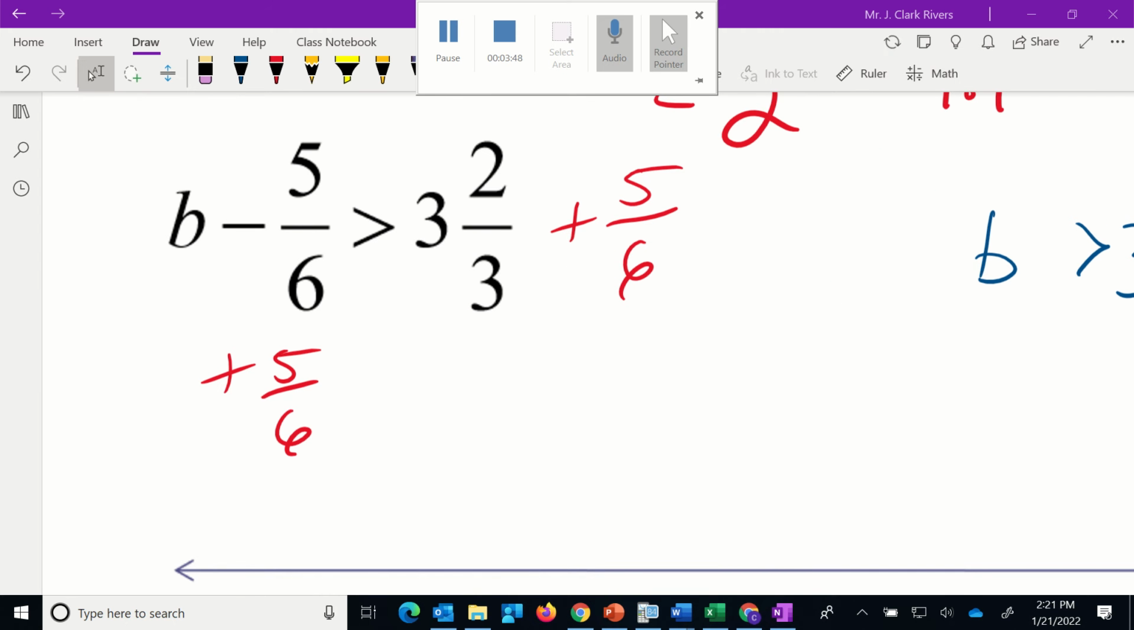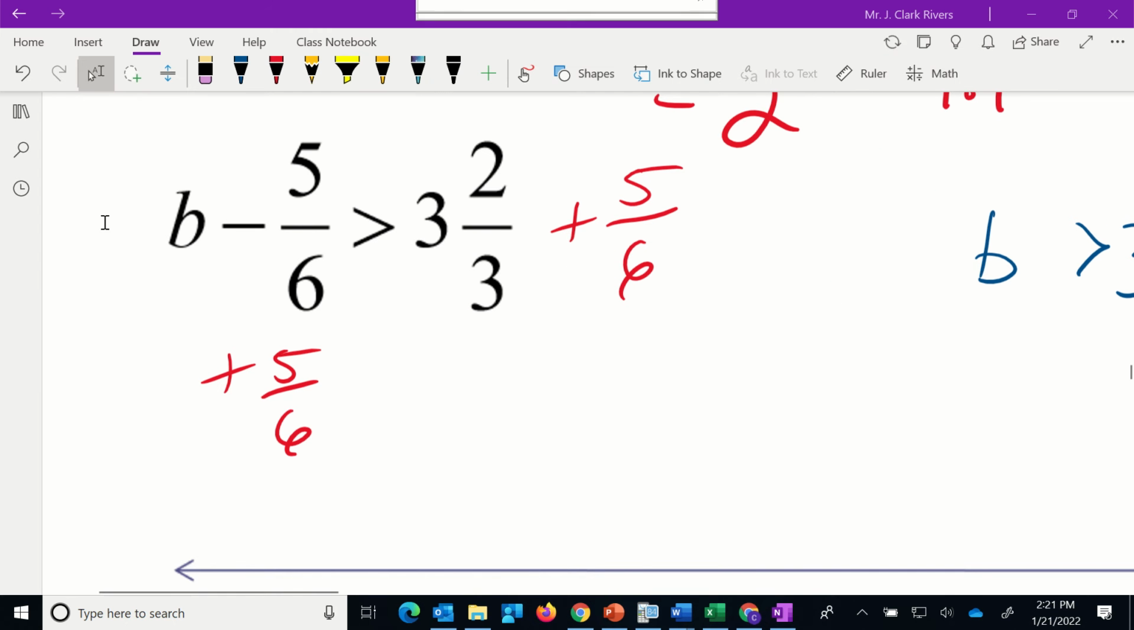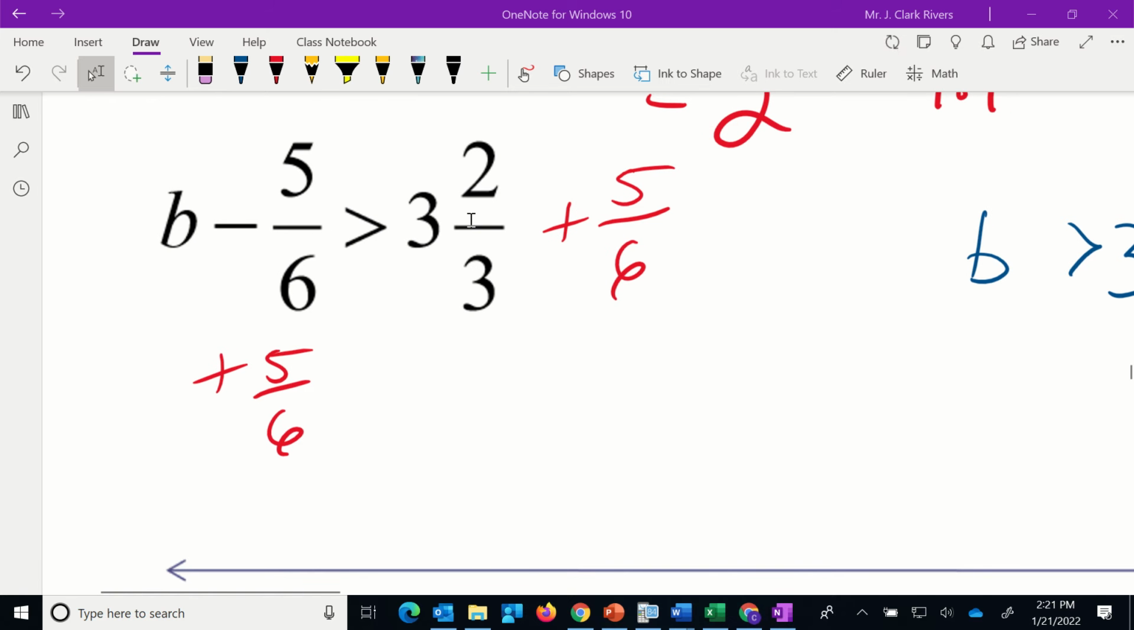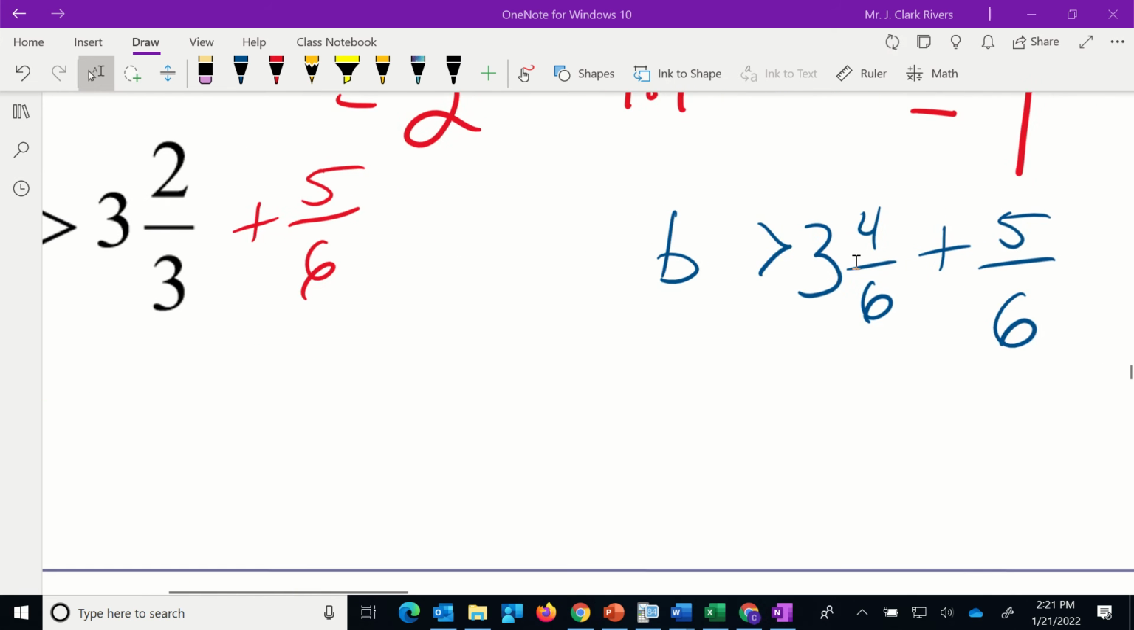So if we take a look at this problem, the inverse of subtracting 5/6 is adding 5/6. So we add 5/6 to both sides. It looks like that. We need to find a common denominator between 3 and 6. What is that common denominator? It is 6. So I'm going to go ahead and change 2/3. We've got to multiply by 2 in both of these, right? So we end up with 3 and 4/6.